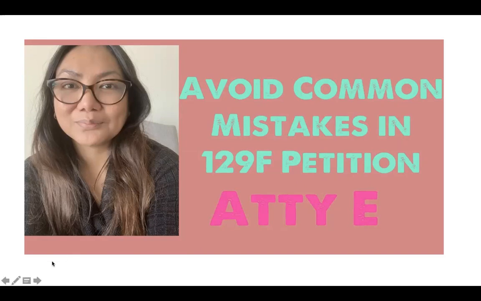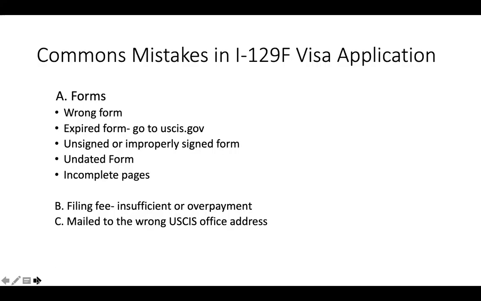All right. So in this presentation, I've broken down the common mistakes into several categories. So first, as to the form, ito yung common mistakes sa form. Number one, wrong form was submitted. So, ang intention mo ay to file a fiancé visa petition, pero hindi naman tamang form ang ginamit mo. So, you used a wrong form. Ang tamang form as of this time is I-129F visa petition.